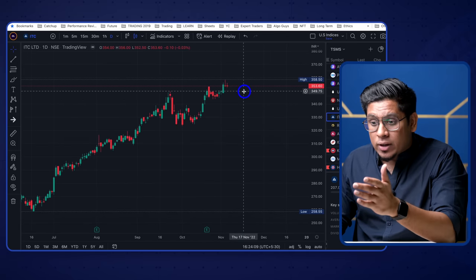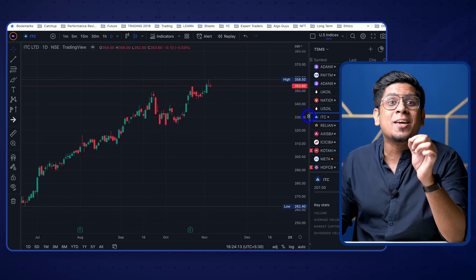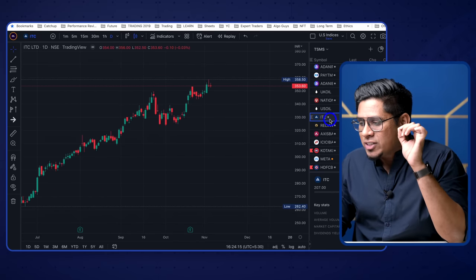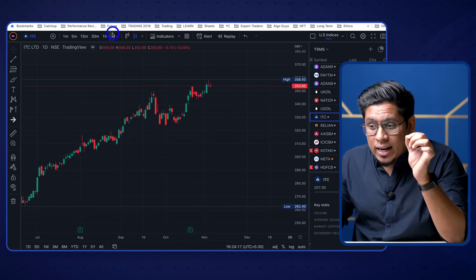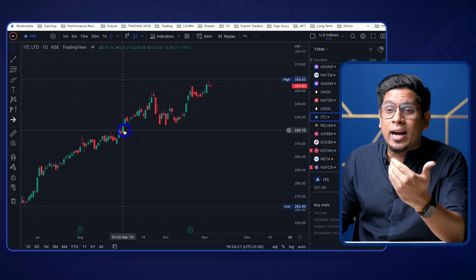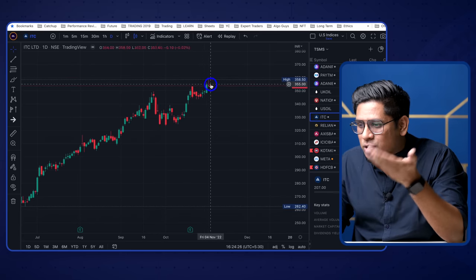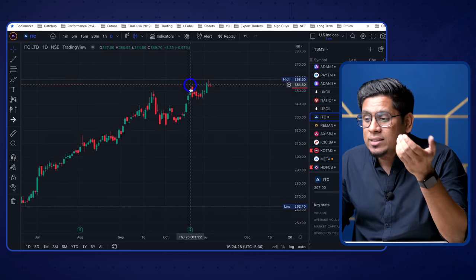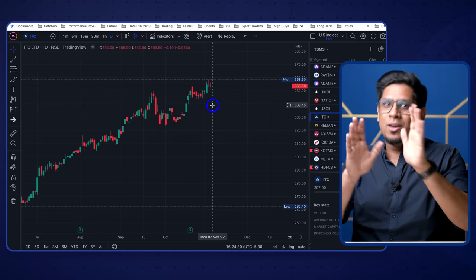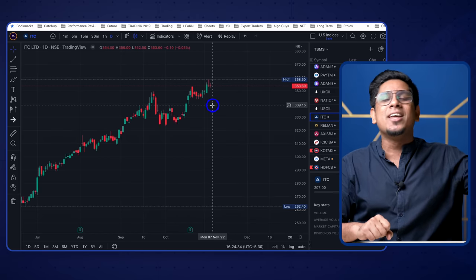So yeah, I've come to TradingView. I've selected ITC here. I hope you know the stock ITC, Indian Tobacco Company, right? So I've selected the company ITC. I've selected the daily time period here. And you can see that ITC is in what trend here? It is clearly in an uptrend, right? Even in the last 2 days, you can clearly see that it has broken the previous high. So it is in a clear uptrend. If you haven't watched my video on trend analysis, make sure you watch the video. It is given here in the I button.